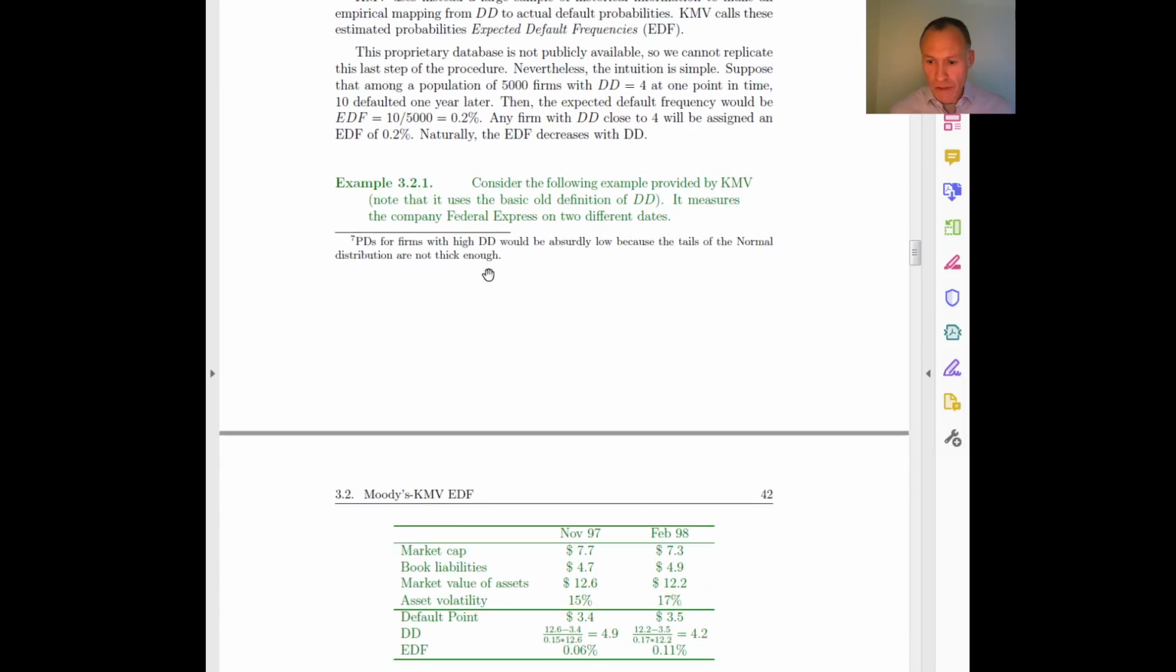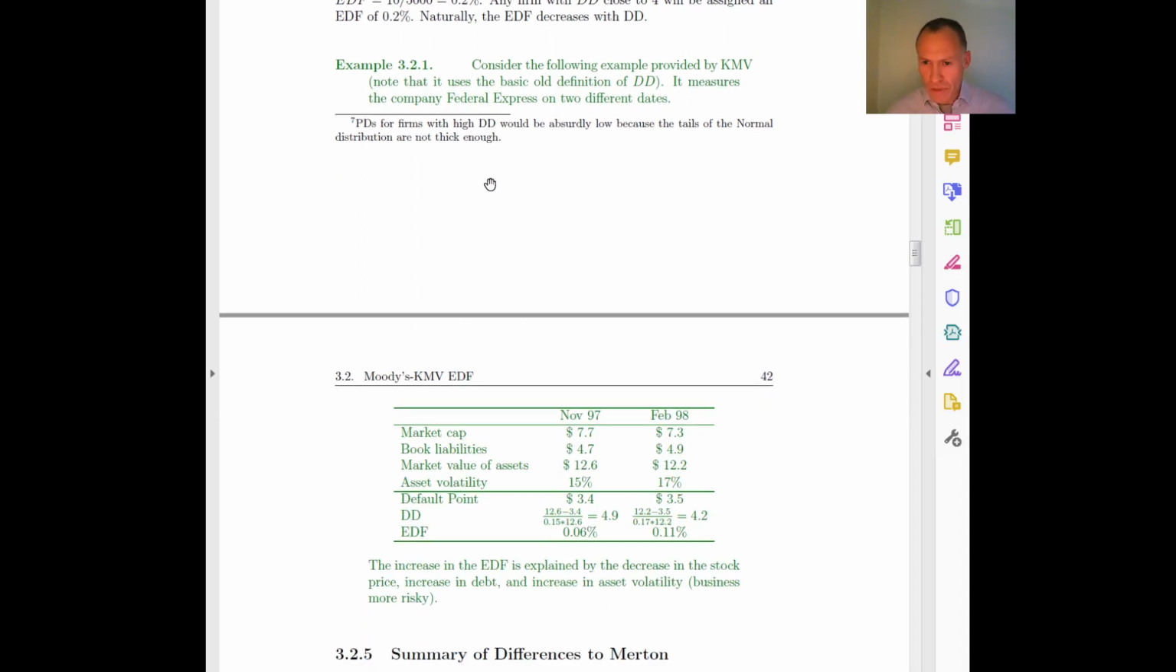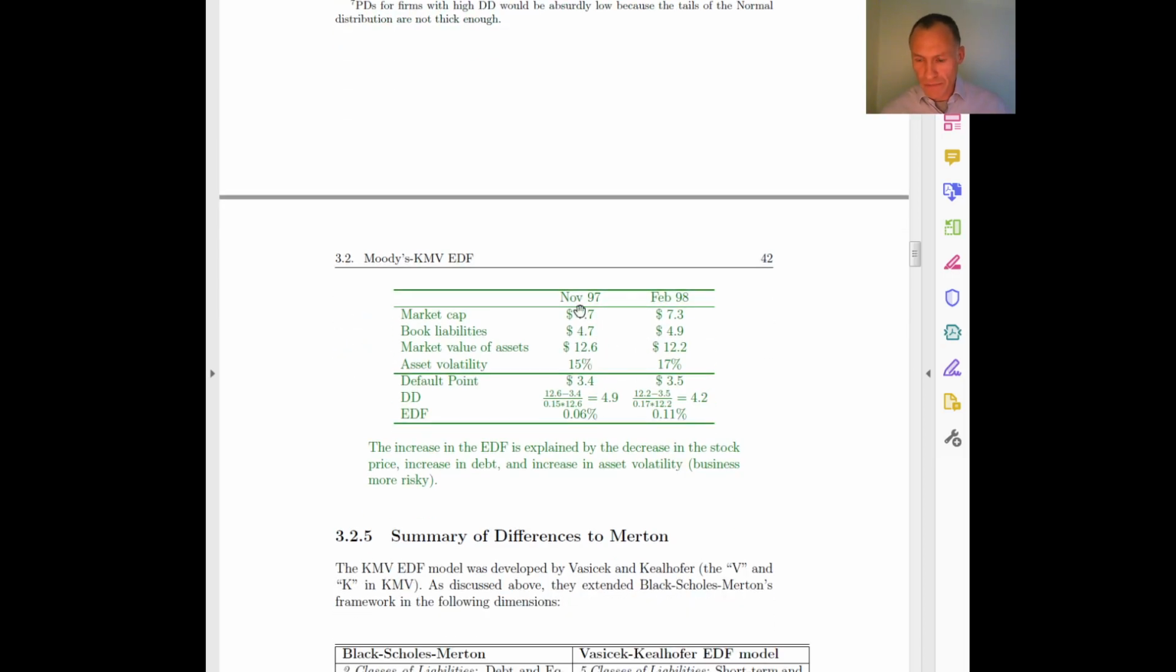Let's look at an example of real EDFs published by KMV. This is one of their examples that they publish showing how their model works. This is for Federal Express on 2 different dates, November, and then 3 months later. So we can see here that in the beginning, this is the market cap. These are the book liabilities, so these 2 numbers are observable. Then these numbers have to be estimated using the process we described before.